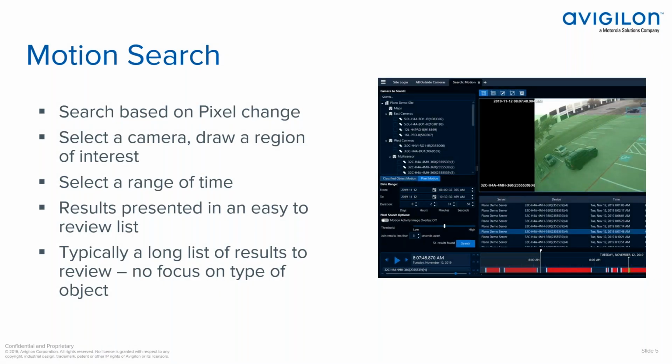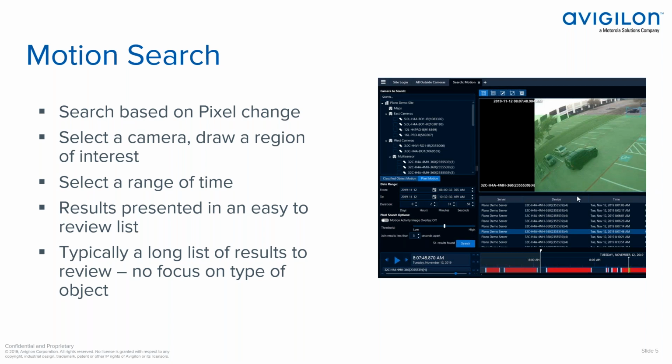The next one is a pretty basic motion search. Every camera in the industry does this, where we're just searching for any kind of change in the scene. It's not really a very good search, but we do have it as a way to do it. You draw a region of interest. You select the camera, draw a region, select the time. The results are presented in a list for you. You can see that at the bottom right where my cursor is. Then you can just scroll down and click each one of the events.